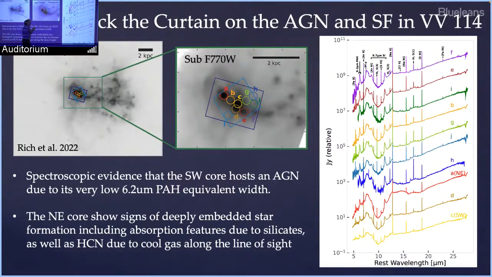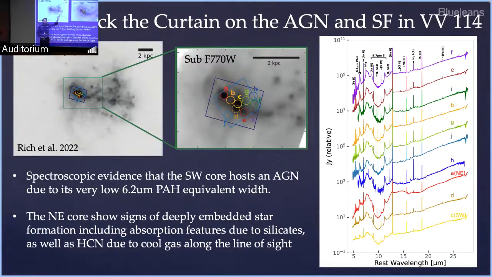The only other thing I'd highlight here is that region F is a star cluster that we detect in the NIRCam imaging, and the equivalent width of the Pf alpha line is consistent with being a 1 or 2 million year old, about 10 to the 6 solar mass, stellar cluster. So our NIRCam imaging is broadly consistent with what we're able to get out of the mid-infrared spectra.